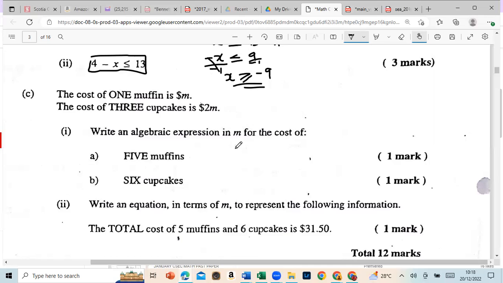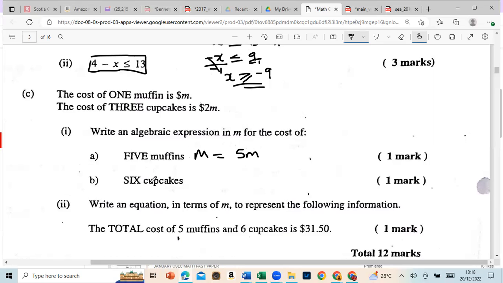All right, so let's go. It says 5 muffins. Since 1 muffin is M, we can safely say 5 muffins would be 5M. And that's it. 1 mark for that.